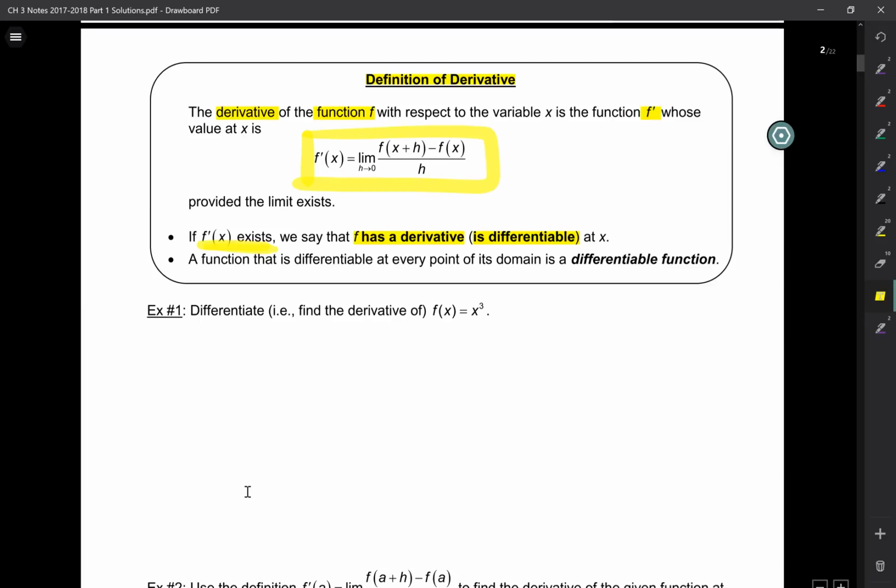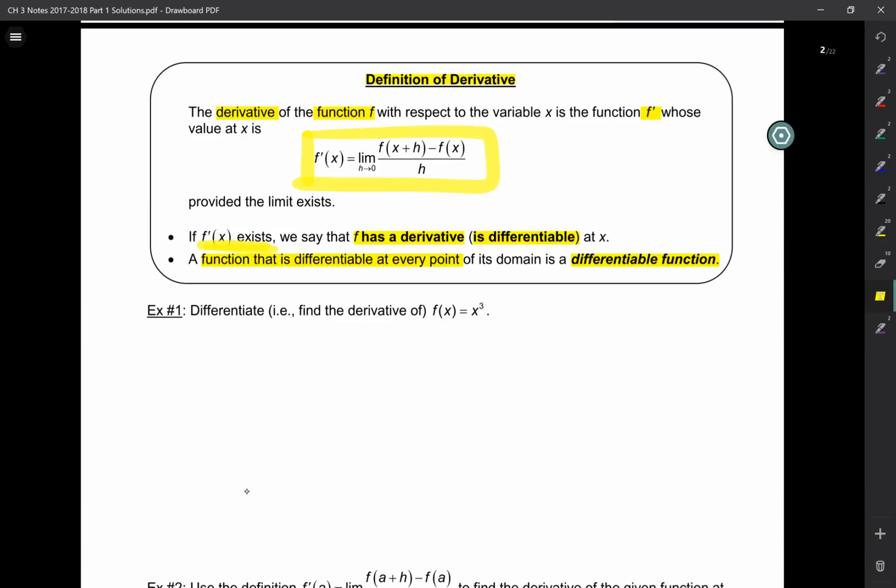And a function that is differentiable at every point of its domain, if a function is differentiable over its entire lifetime, then we call it a differentiable function. So sometimes the problem will say, suppose f is a differentiable function. That just means you can find the derivative at every single point. Okay?